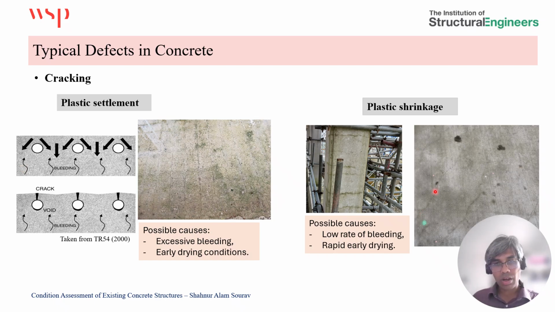This is an example of plastic shrinkage cracking that can occur basically due to low rate of bleeding, which is the opposite of why plastic settlement cracks occur. This is also combined with rapid early drying. In most cases, these cracking conditions we can avoid with proper design of the concrete mix and by taking into consideration the environment, such as temperature or humidity, at the time of concreting.